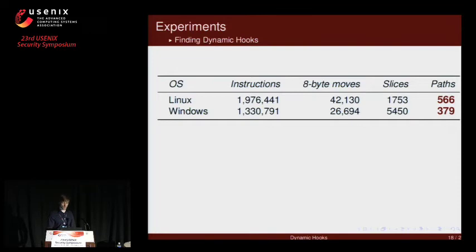And in the case of Linux, we found 1,753 slices that can potentially be used for dynamic hooks. In the case of Windows, we found 5,450 slices. And these slices were then fed to the symbolic execution engine, which led to 566 paths that are satisfiable in the case of Linux, and 379 paths that are satisfiable in the case of Windows.